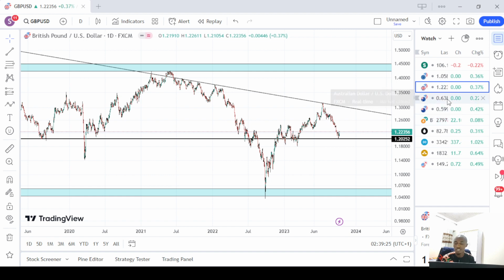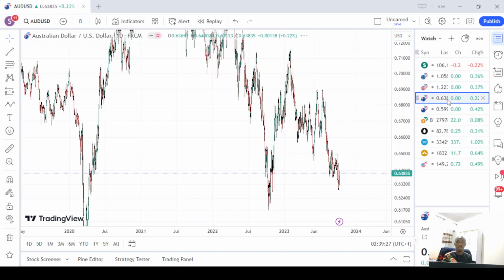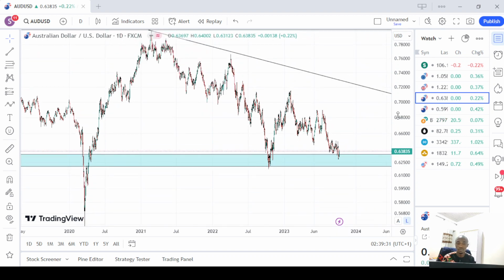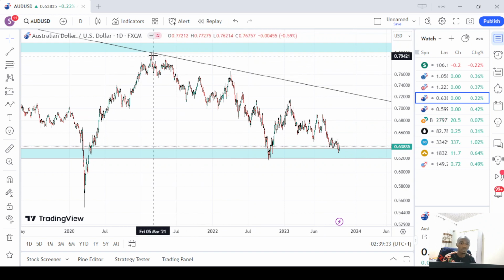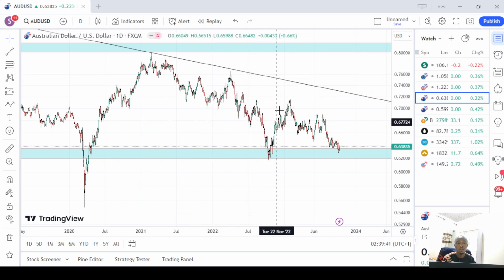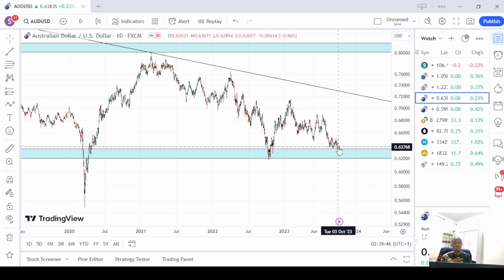Okay, AUD USD is the same thing. You can see the lower highs, lower lows, lower highs, lower lows, lower highs, lower lows formation. So this is the market structure.